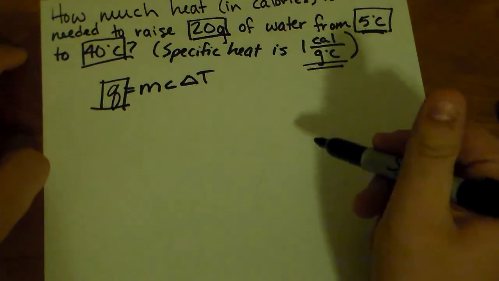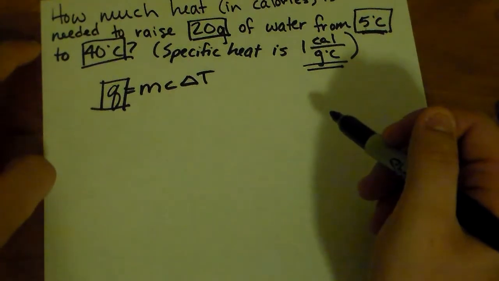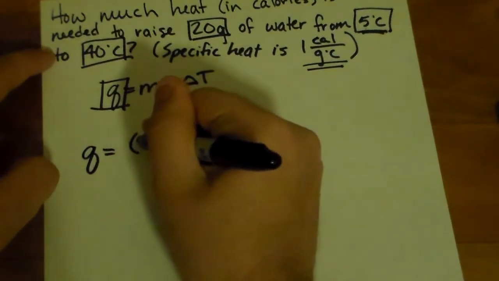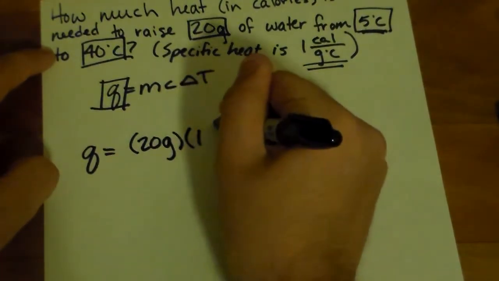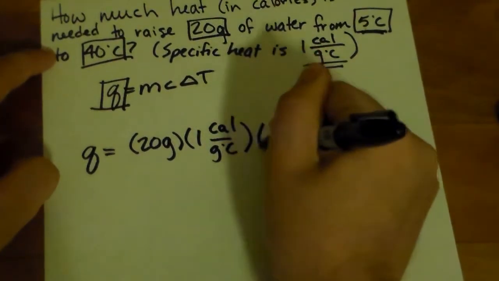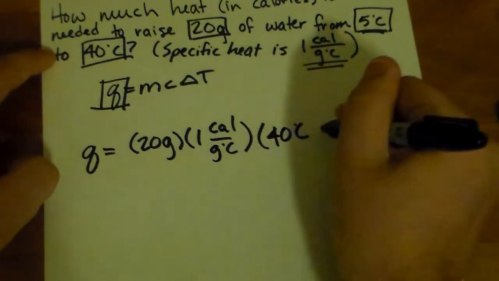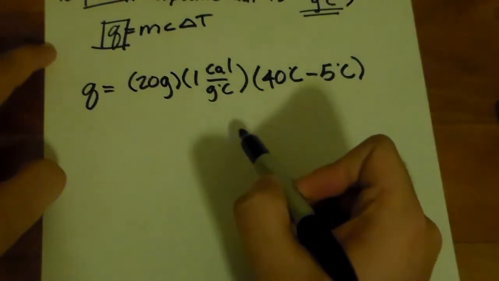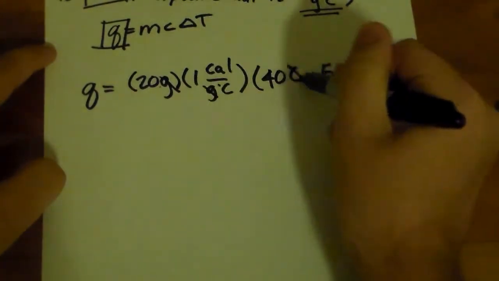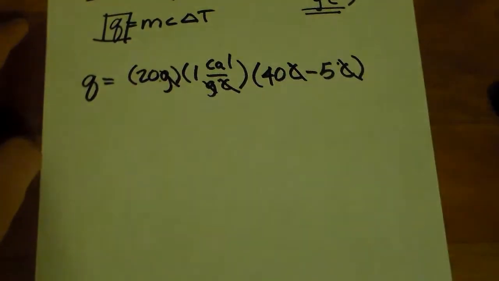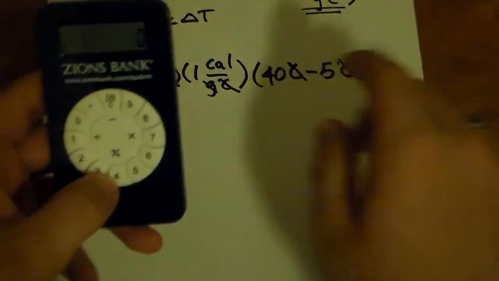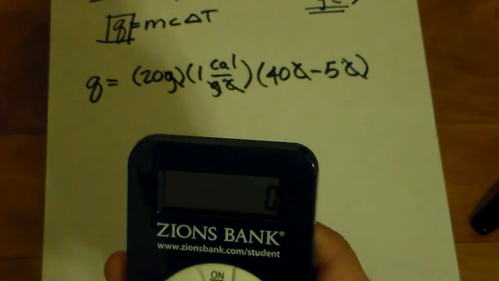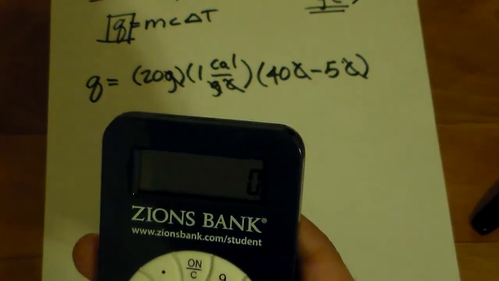For this problem, we will write out every unit so we can see if all the units cross out. So we want to write Q equals 20 grams times 1 calorie per gram degree Celsius times 40 degrees Celsius minus 5 degrees Celsius. Now we want to multiply all this through so the grams will cancel out and the Celsius will cancel out as well. So what we want to do is just go ahead and subtract 40 minus 5.